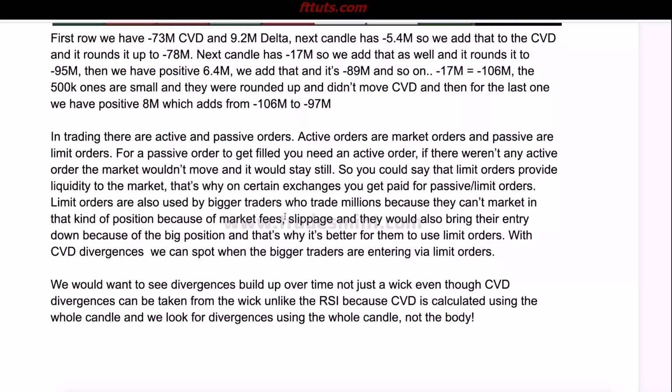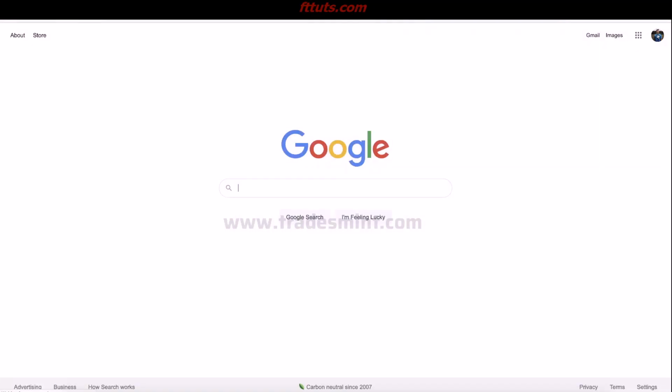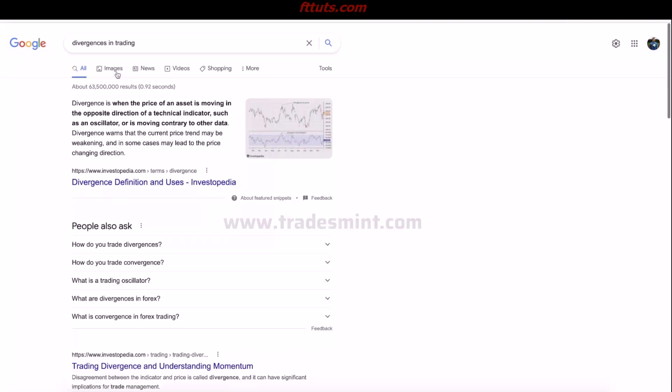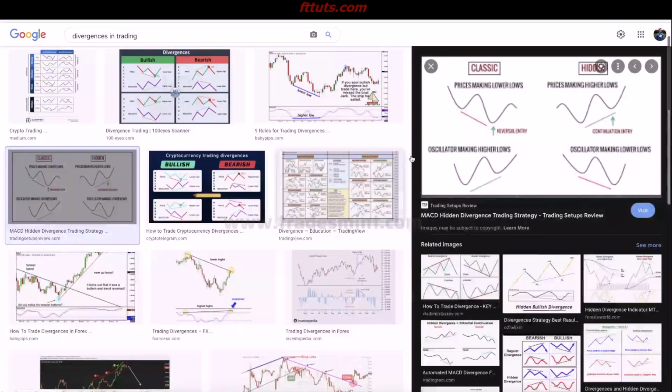So what we want to look for is something called a CVD divergence. A CVD divergence is a little bit different than a typical divergence that you would look for. So if we just go to google.com, it's a website I'm sure some of you may have heard of, and we type in divergences in trading, and we go to images and we go to the classic picture right here.